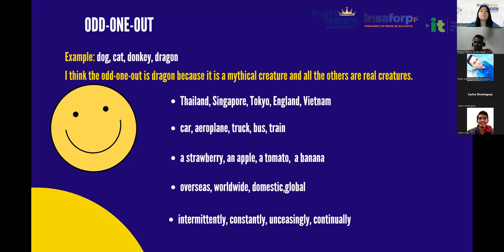Which one is the odd one out? I don't know the meaning of unceasingly. Unceasingly? Yes, it is incesante. Que no para. Okay. Then intermittently. Because it's not constantly. Correct. That is correct. Okay. So the odd one out is going to be intermittently. That is correct. Okay, perfect. Let's move. All right, let's move.